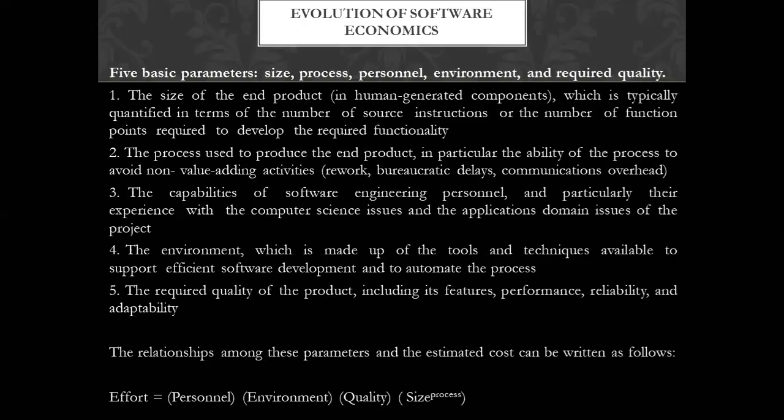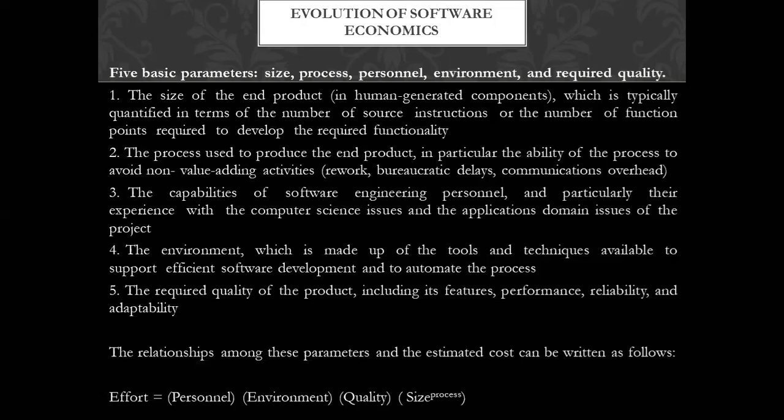estimation happens. The first one is the size of the end product, in human-generated components, which is typically quantified in terms of the number of source instructions or the number of function points required to develop the required functionality. So you can relate it with the size of the program: source instructions, lines of code, and function points utilized to develop the required functionality, the required program for the project. So that is the size of the end product.